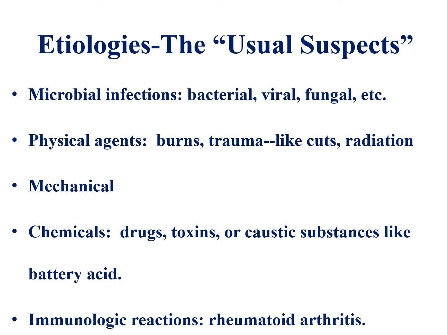The etiologies of acute inflammation are our usual suspects, the ones that Dr. Minarsik first told us about at the beginning of the semester. They can be microbial infections, physical agents, things that might cause burns or trauma, even radiation, mechanical agents, chemicals, even immunologic reactions.